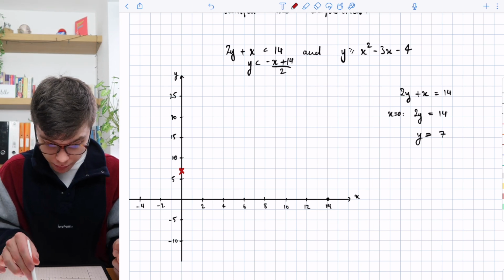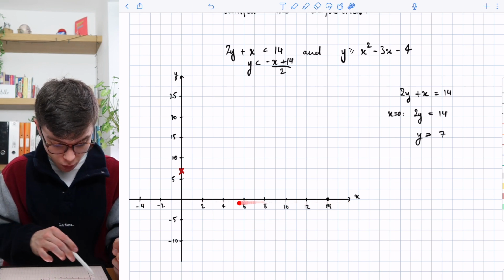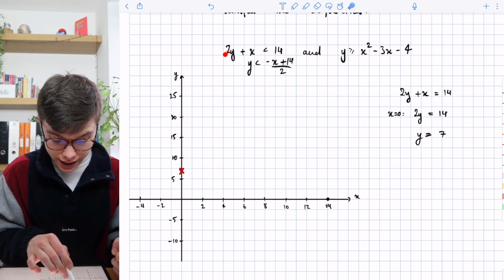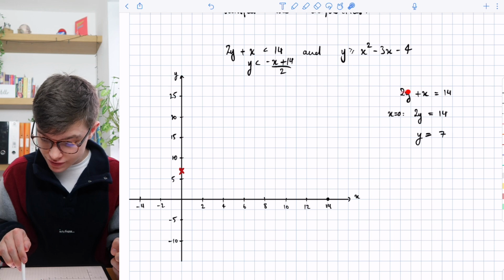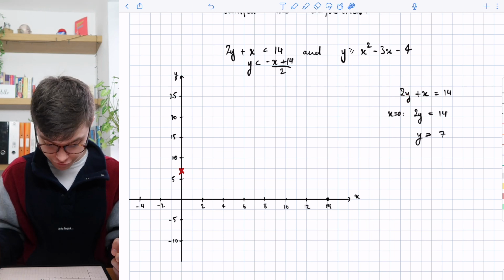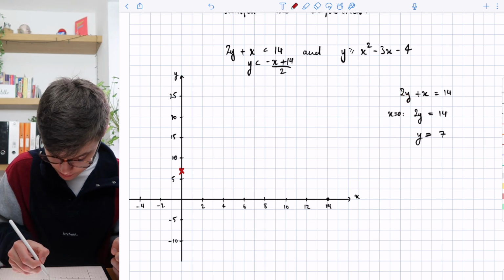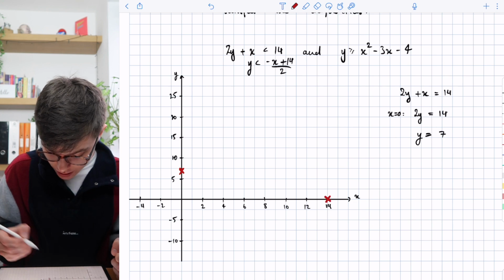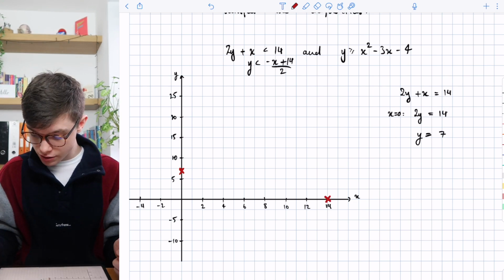Then there's one point. Let's think about when y is equal to 0. Well, when y is equal to 0, we can just get rid of that term there. x will be 14. So it's going to be that point there. And then we can just connect those points together.